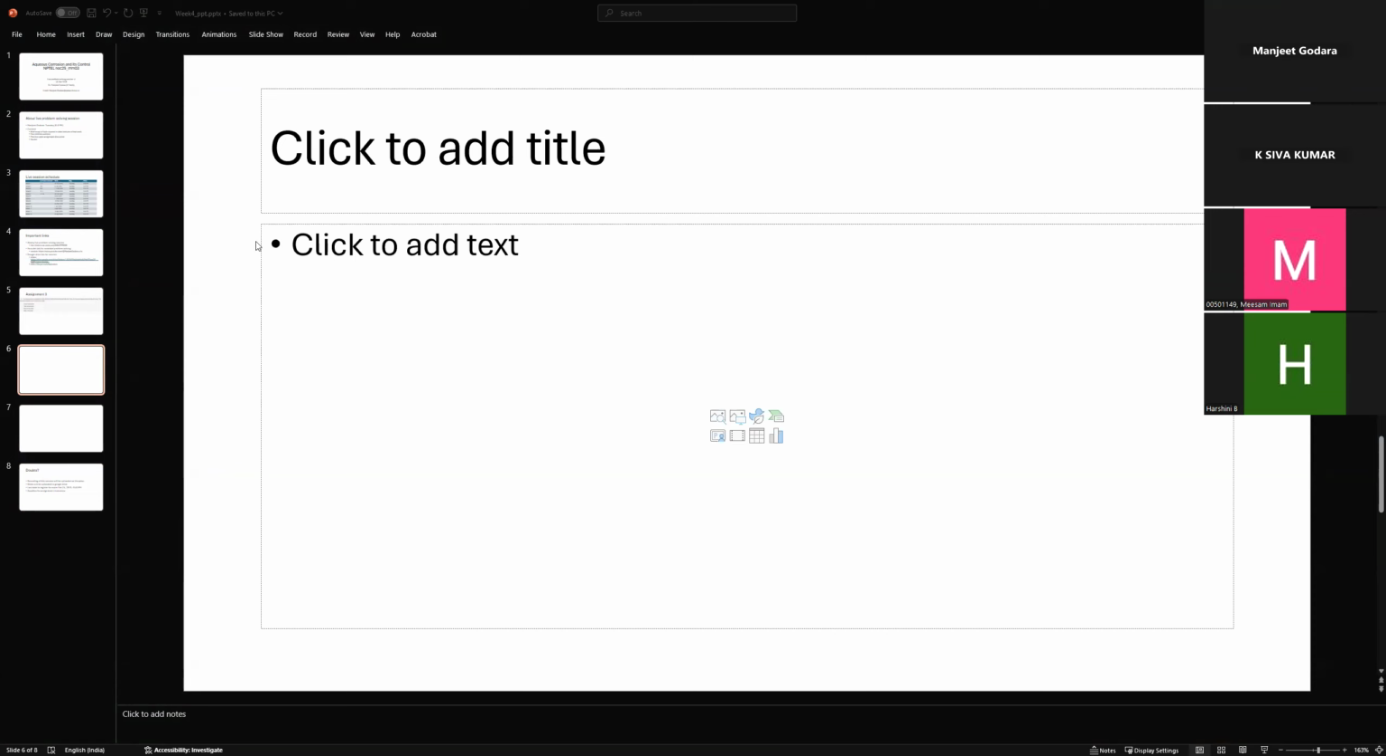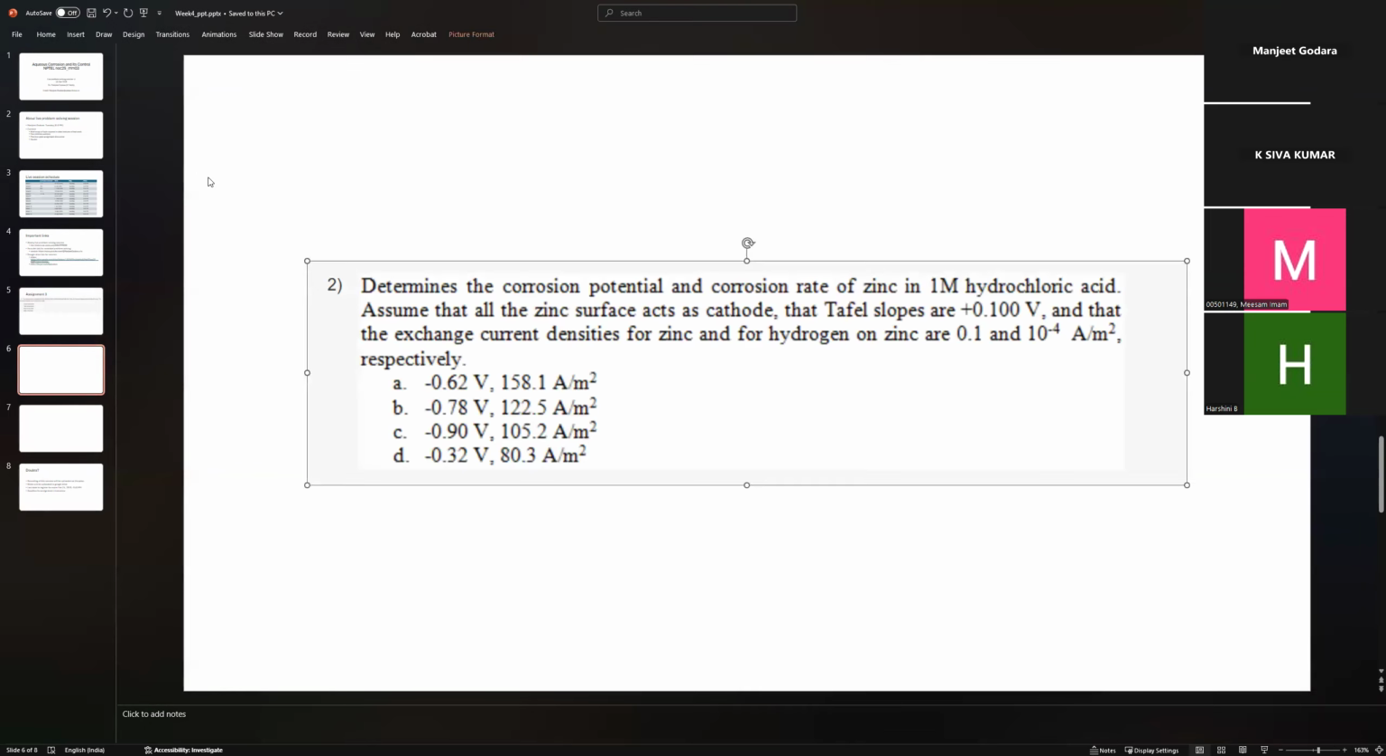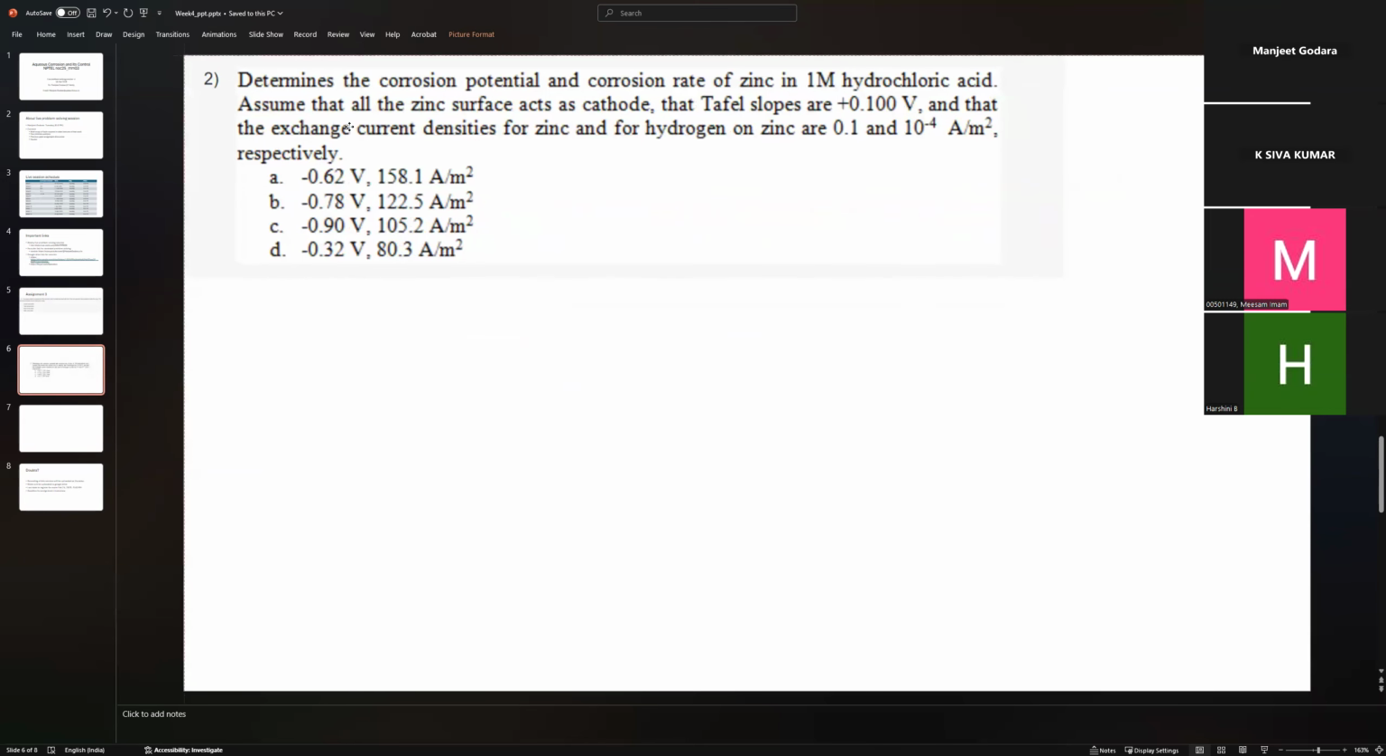Next, the second question. I think it's very similar to the question we have done in the second assignment. Here I'm getting slightly different values: 156 amps per meter square instead of 158. It's close enough, so you can do it. So let's quickly solve it too.